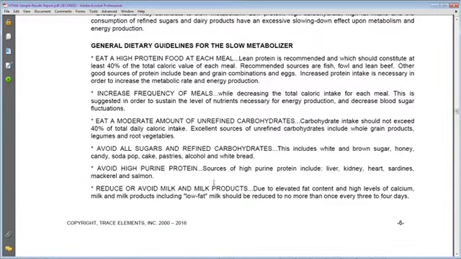Reduce or avoid milk and milk products. Due to elevated fat content and high levels of calcium, milk and milk products, including low-fat milk, should be reduced to no more than once every 3 to 4 days. In fact, you can eliminate milk altogether.